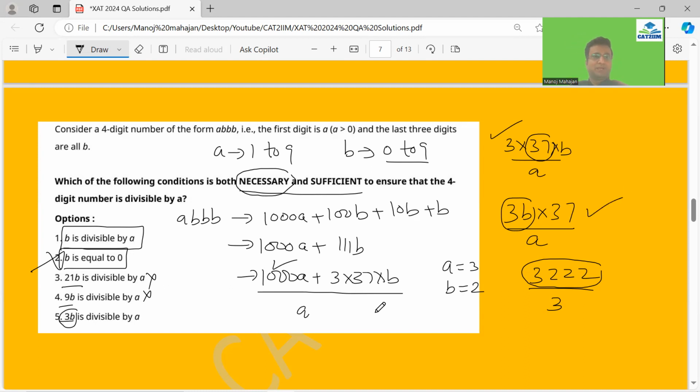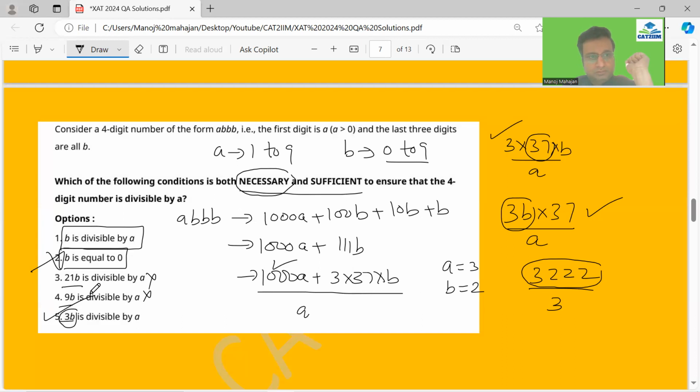So I think B is divisible by A is a sufficient condition, but not a necessary one. For a necessary condition, 3B should be divisible by A. So the right answer to this problem should be option 5, as per my understanding. I understand the tricky options they have given, but the second, third, and fourth could have been ruled out straight away. The only confusion could be between 1 and 5. I hope I'm thinking it right.